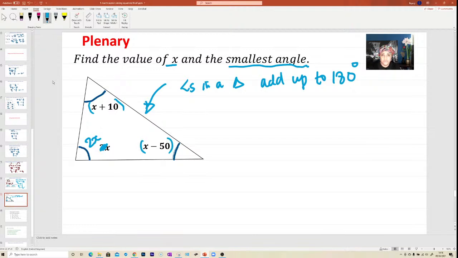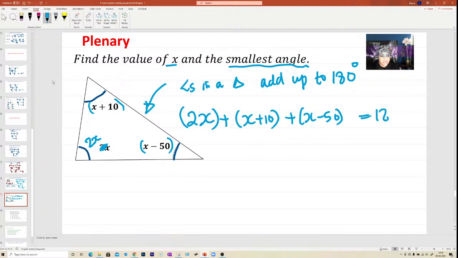So first of all, we need to form the equation, okay? So we got 2x, and then plus, let's put everything in a bracket, x plus 10. Okay, so we got 2x here and then the last angle is x minus 50. Everything here needs to be equal to 180 degrees. Okay, so let's take these out of the bracket. Then we got 2x plus x plus 10 plus x. There's a minus here, so that's going to be minus 50 equals 180 degrees.